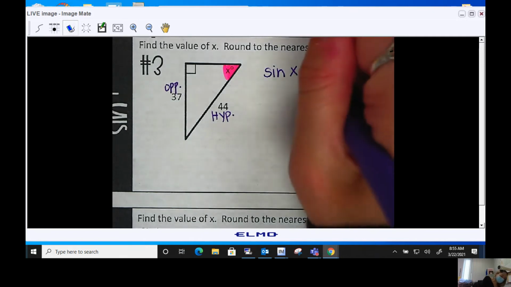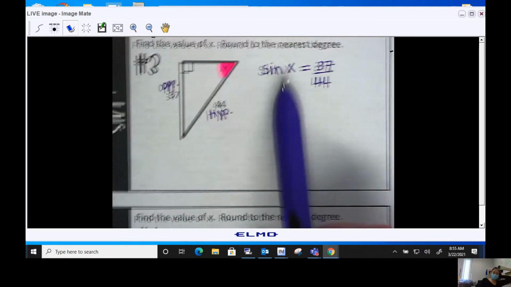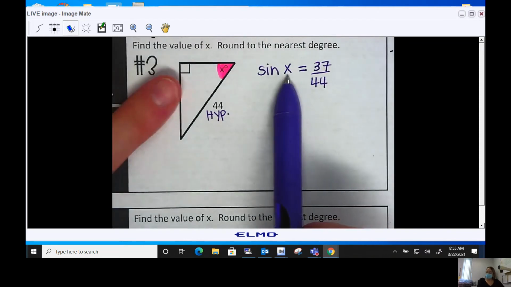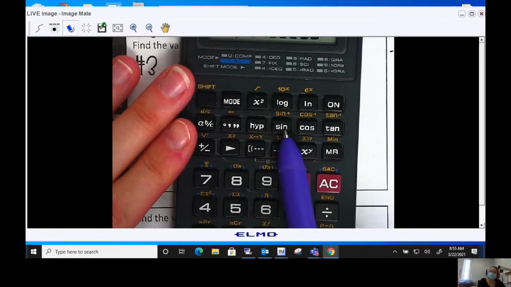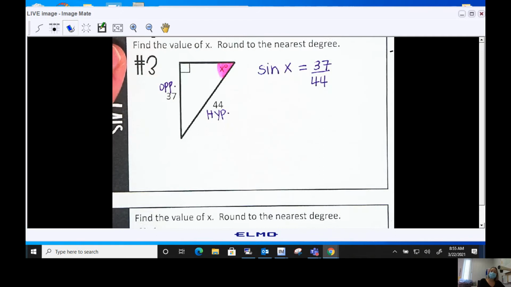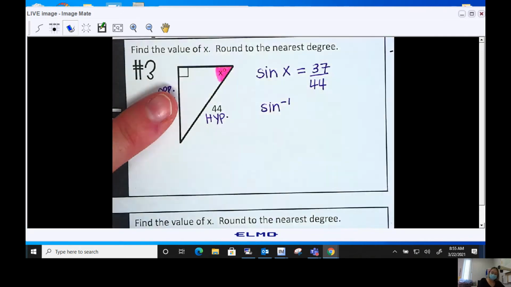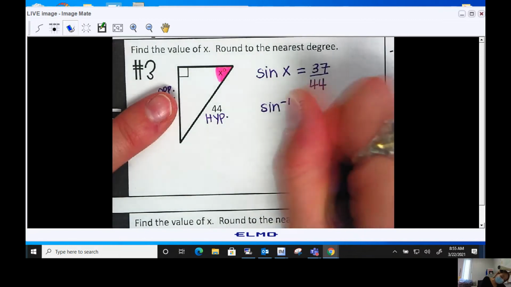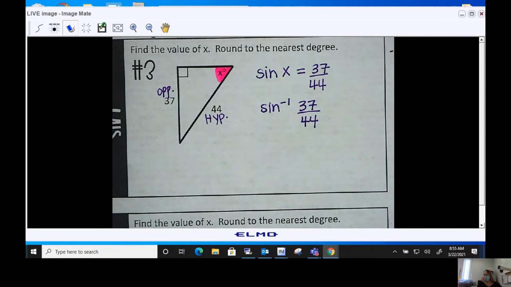37 over 44. Your opposite side over your hypotenuse side. Now, when you're trying to find an angle, we push the button called the inverse. If you look at your sine button on your calculator or your phone, it's got the little -1 next to it. That's what we use to find the angle measures. So we're going to use the inverse to find the angle that works with that fraction.